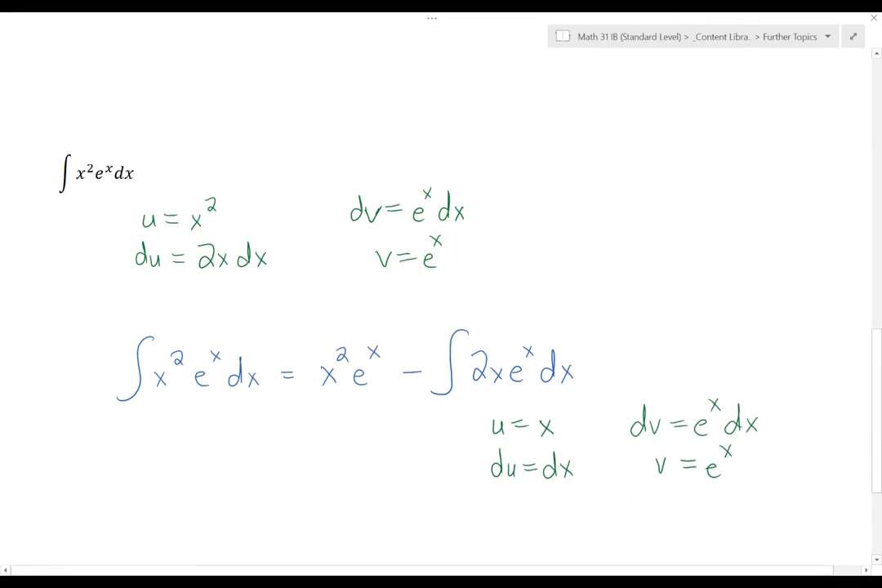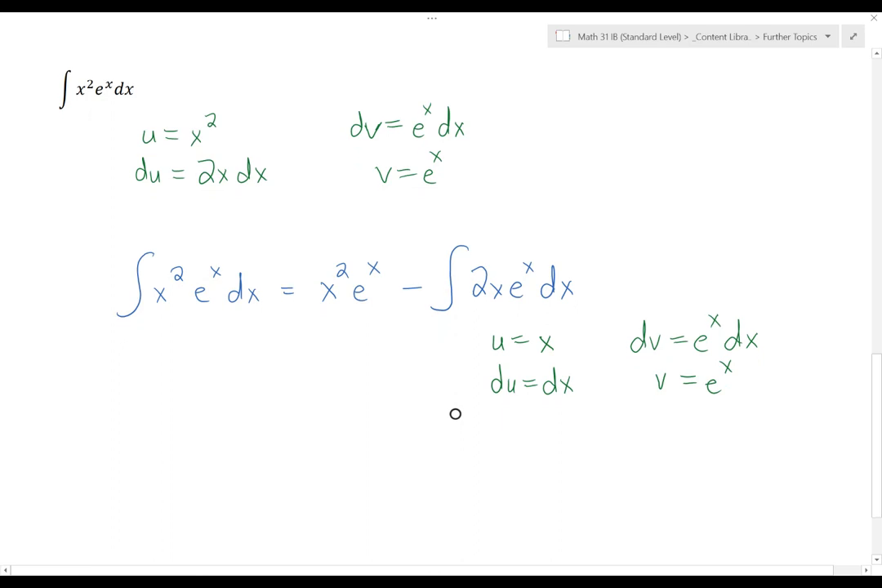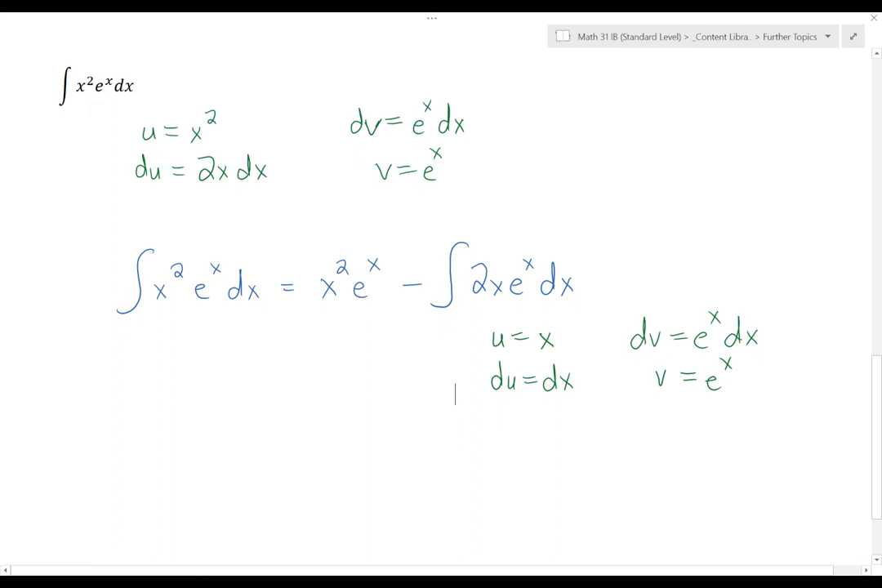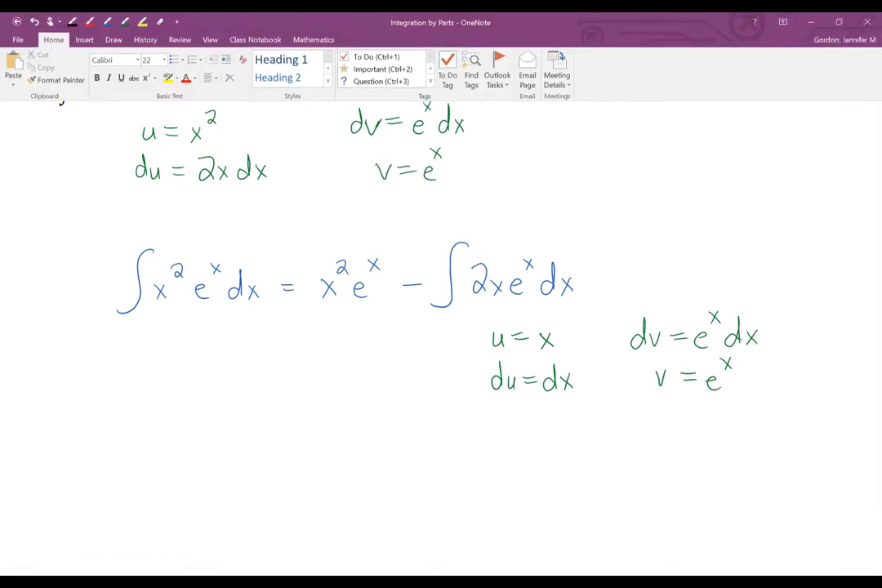Now, you might have to do integration by parts 2 or 3 times. In theory, if I had had something like x to the power of 30 e to the power of x, I would have to do integration by parts 30 times to get it all the way down. But we're not going to ask you to do anything quite that crazy. But it does work out nicely.